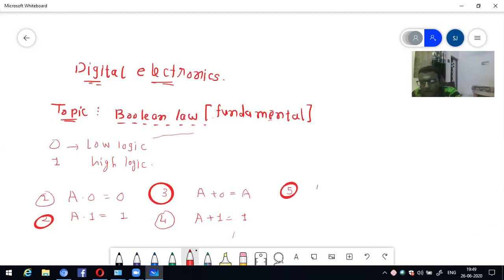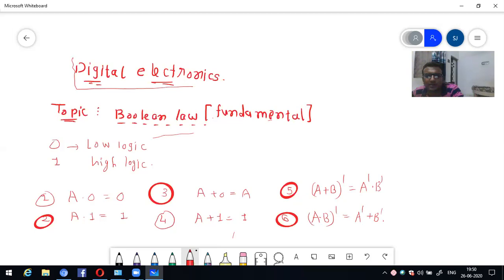Now, fifth, (A plus B) all dash, which is equal to A dash dot B dash, which is known as De Morgan's theorem. And (A dot B) all dash equal to A dash plus B dash, which is also known as De Morgan's theorem. First of all, I have mentioned this subject is known as digital electronics, or we can say digital system designing based subject. Now see, these are the different laws. (A plus B) all dash equal to A dash dot B dash.